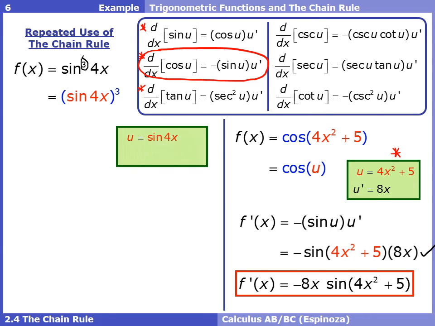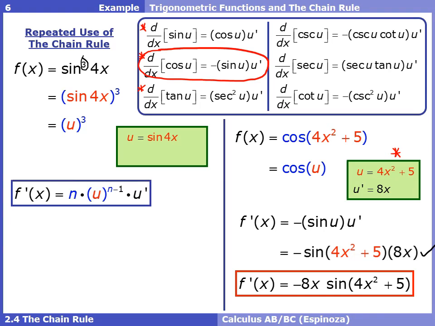As soon as you realize we have a function inside of another function, I hope you're thinking about using the chain rule. So what do I want to do? Well, we need to take that sine 4x, that inner function, and get it out of there by calling it u. And that's great, because when you do that, it just becomes u to the third power, which we know how to take the derivative of.